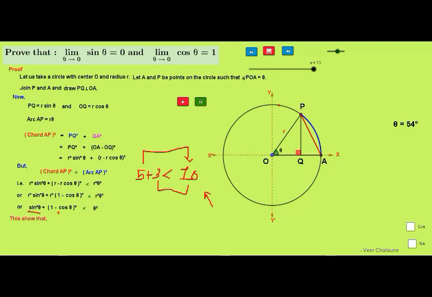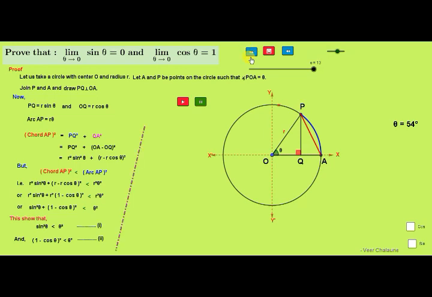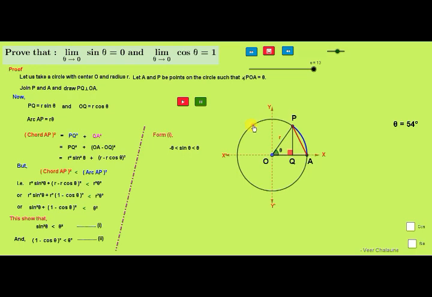Look at here: sine squared theta plus (1 minus cos theta) squared is less than theta squared. This means definitely sine squared theta is less than theta squared, as well as (1 minus cos theta) squared is also less than theta squared. So we know that sine squared theta is less than theta squared. This is equation first, and (1 minus cos theta) squared is less than theta squared. This is equation second. According to absolute value form, this means actually minus theta is less than sine theta, which is less than theta.